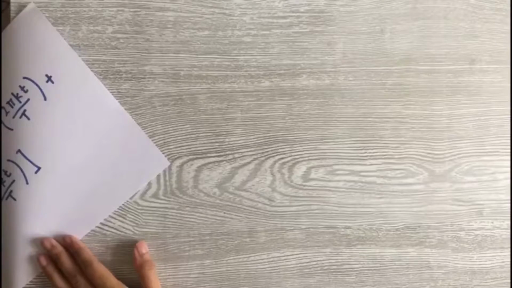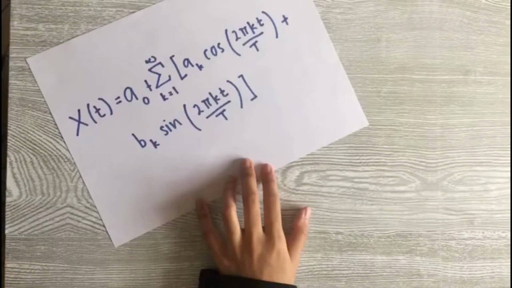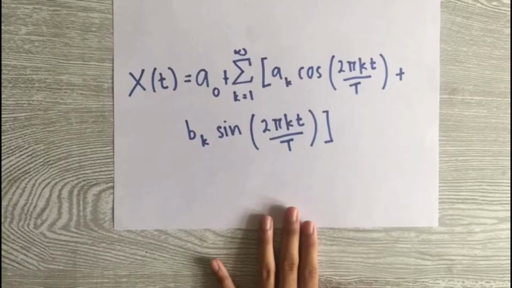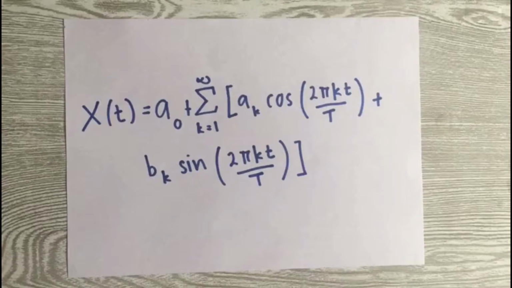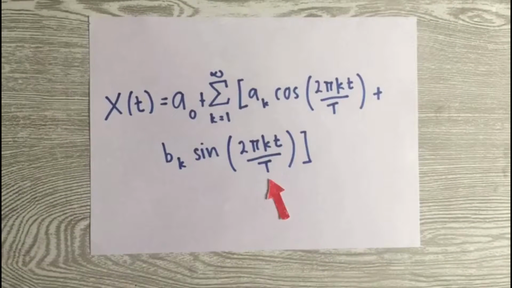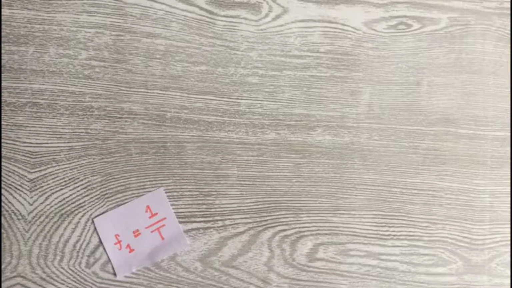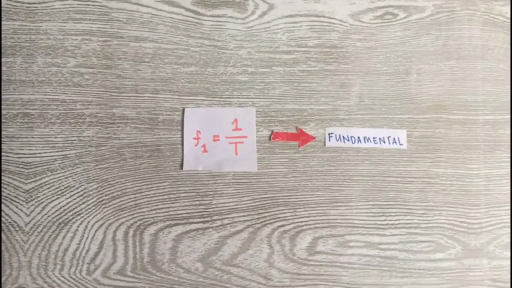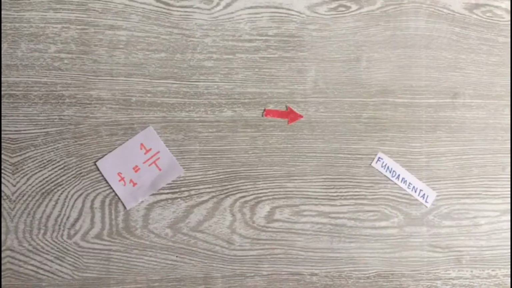In Fourier analysis, a complicated periodic waveform x of t can be written as a naught plus the summation of ak cos 2 pi kt over T plus bk sin 2 pi kt over T. The period T is the length of time before the signal repeats, and the frequency f1 equal to 1 over T is the fundamental frequency or pitch of the note produced.